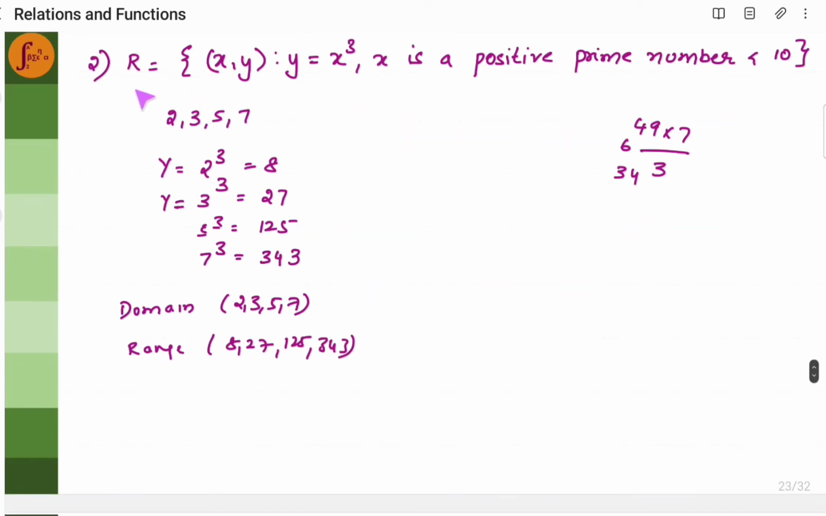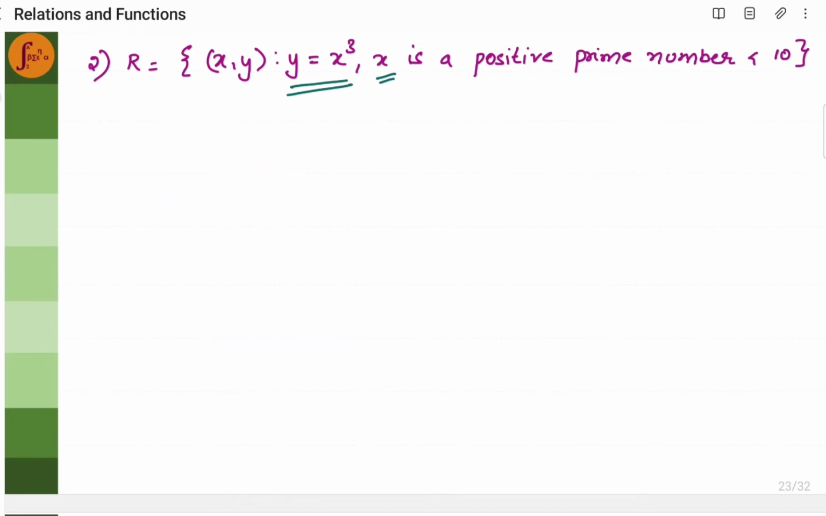Let's take another example. Here the relation is given: x and y are related in such a way that y is x cube. Y is x cube, where x is a positive prime number less than 10. So what are the positive prime numbers? Let's call that set A. Set A is nothing but the set of positive prime numbers less than 10. So 2 is a prime number, 3 is a prime number, 5, 7. This is set A.